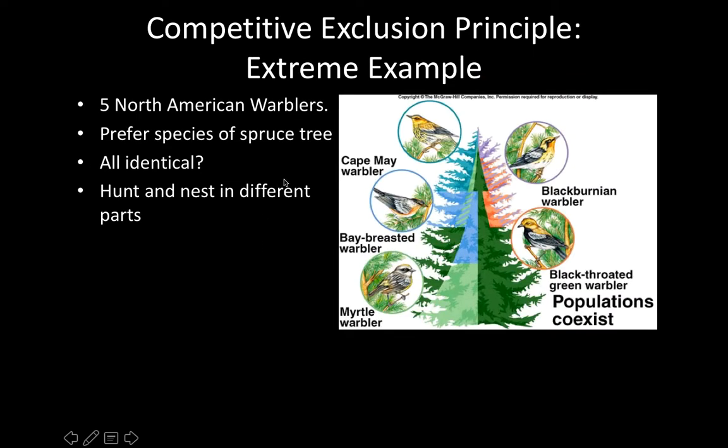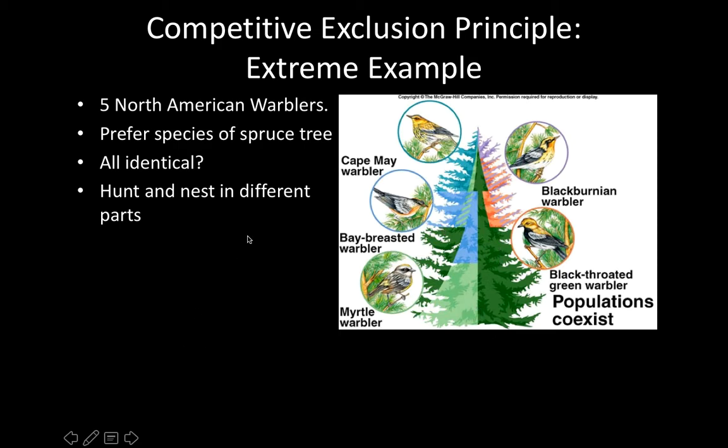An extreme example of this was found in pine trees in New Jersey. So this is the kind of pine tree example here. They found 5 different warblers that all were living in the same trees. The idea was that these are a violation of the competitive exclusion principle because they are all living in the same pine trees.